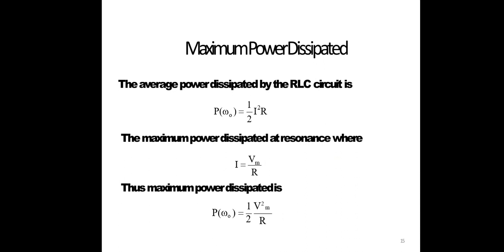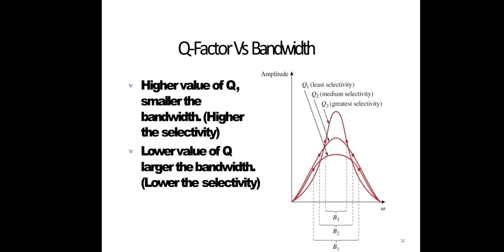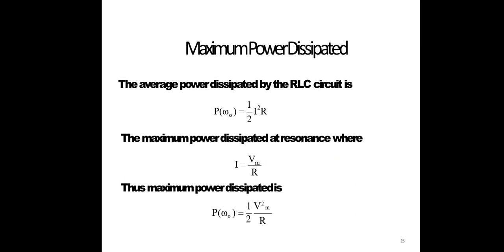So now the maximum power dissipation. How are you going to take the maximum power dissipation? The average power dissipation of the RLC circuit, you say, is half into I square R. That is the average power dissipation of the RLC circuit. For the RLC circuit, P of omega naught is equal to half into I square R.